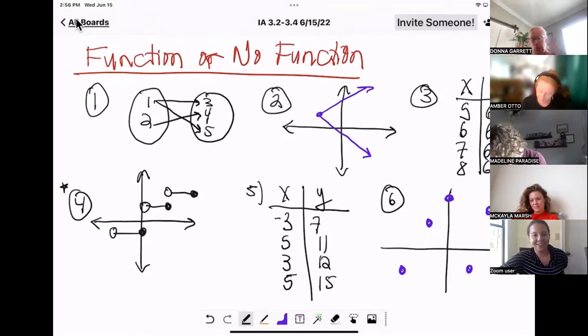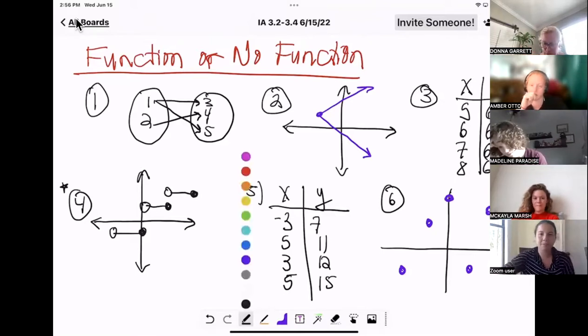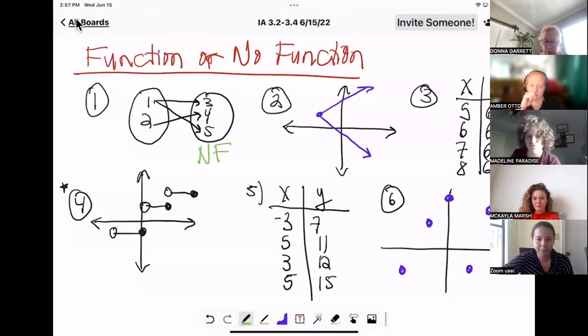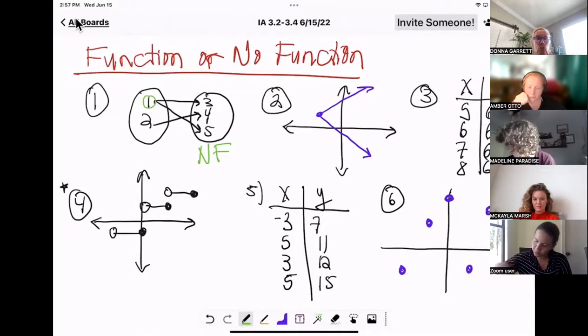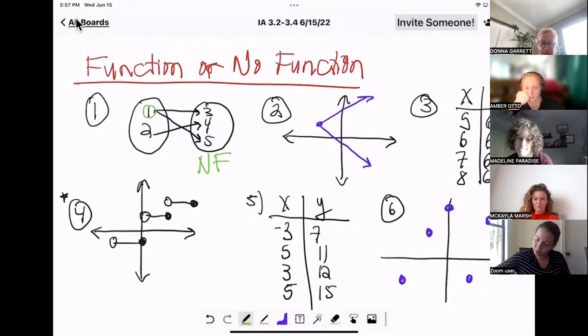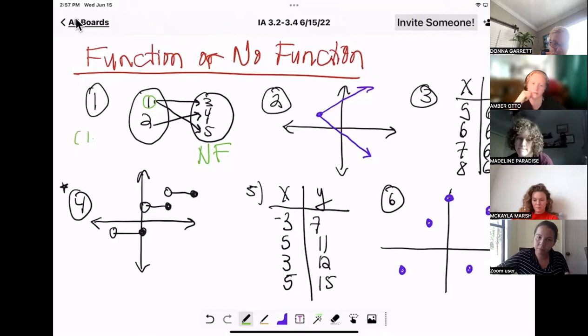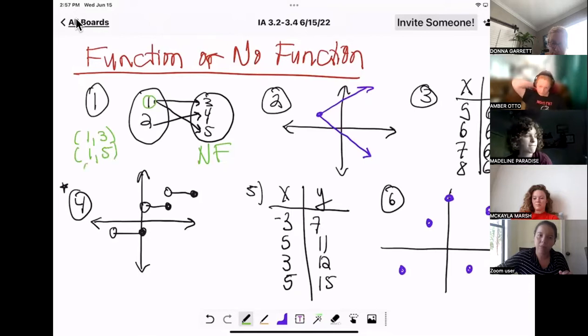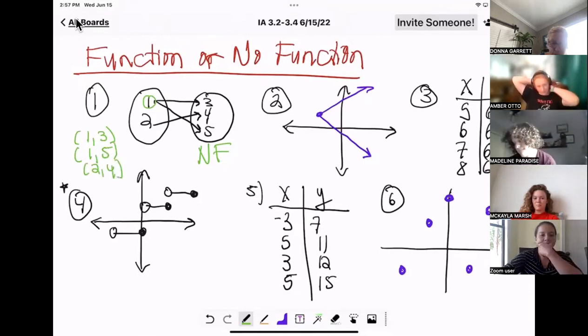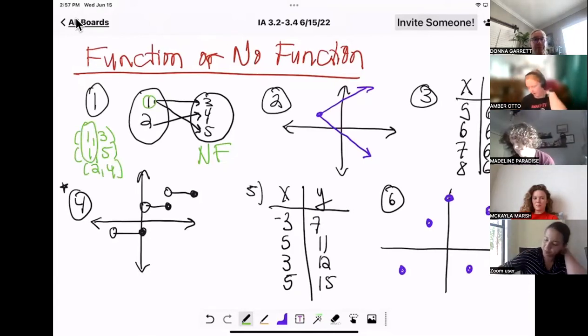Okay, so I'm stopped looking. Sorry. Here we go. Ready? Okay, so number 1, not a function. Why? Because 1 goes to 3 and 5. All right, 1 goes to 5, 1 goes to 3. Can't have that. If you don't see it that way, take a minute and write down the coordinates. So I see 1 goes to 3, 1 goes to 5, and 2 goes to 4. And this right here is why it's not a function.